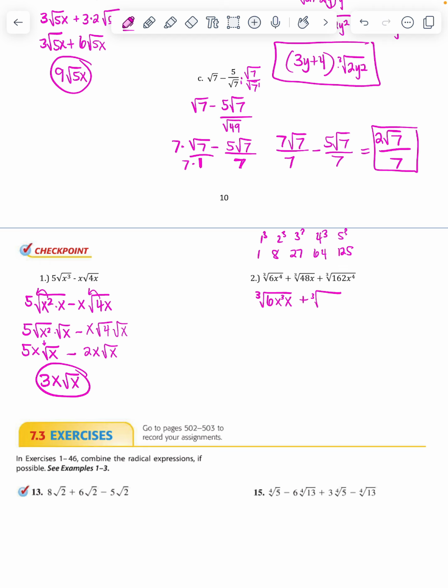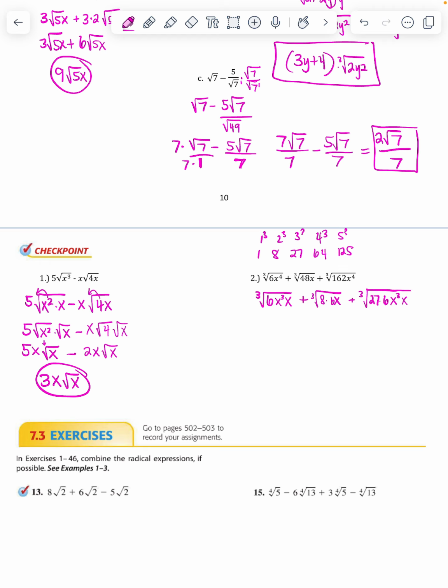I'm going to break up 48 into 8 times 6, and then I would have an x still, plus the cube root of, I would break up 162, and I don't know off the top of my head what goes into 162. I literally would take my calculator and do 162 divided by 8. Doesn't work. 162 divided by 27. It works. It would be 27 times 6, which is perfect. You're noticing probably the 6s in each one. And then breaking up the x to the 4th as x to the 3rd times x.